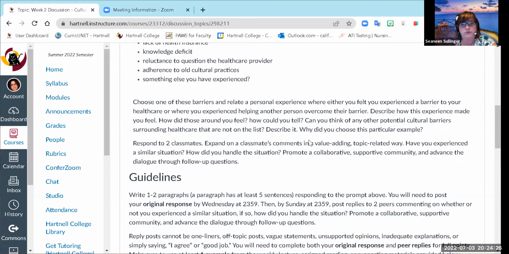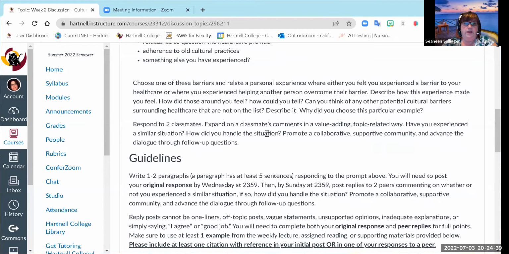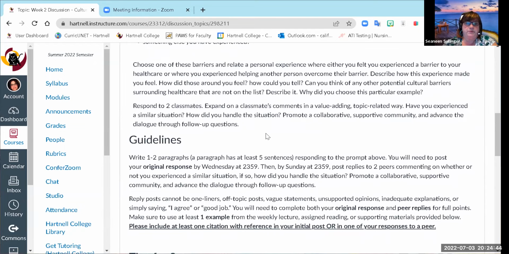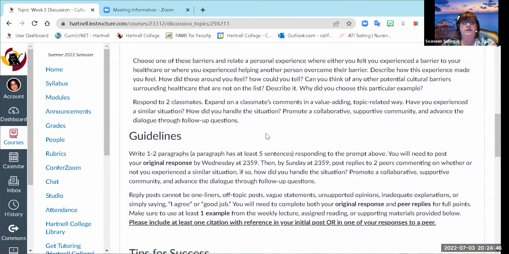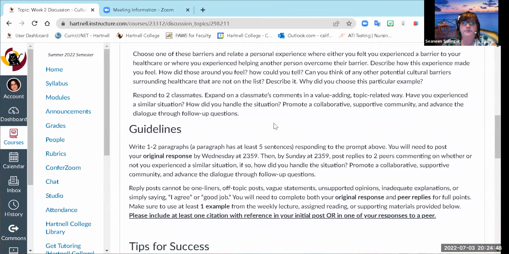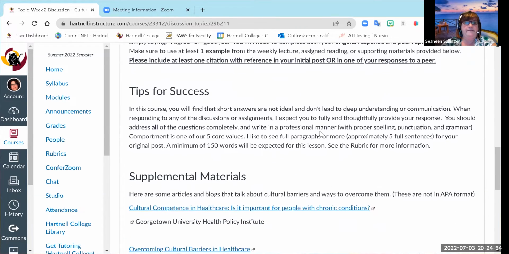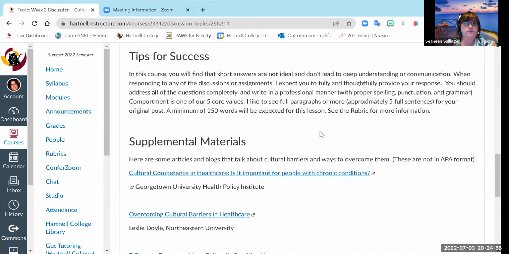A lot of times students will describe situations where they've helped a parent or a grandparent. And then how did that make you feel? How did those around you feel? How did you know? How could you tell? Can you think of any other potential cultural barriers surrounding healthcare that are not on the list? And why did you choose your specific example? And then you reply to your classmates, and then there are the guidelines, 1 to 2 paragraphs. And then the tips for success, which pretty much are the same.